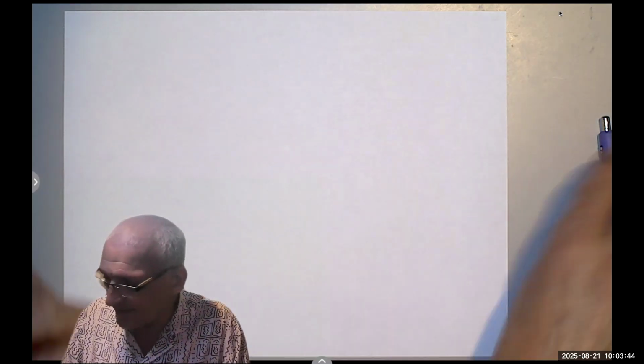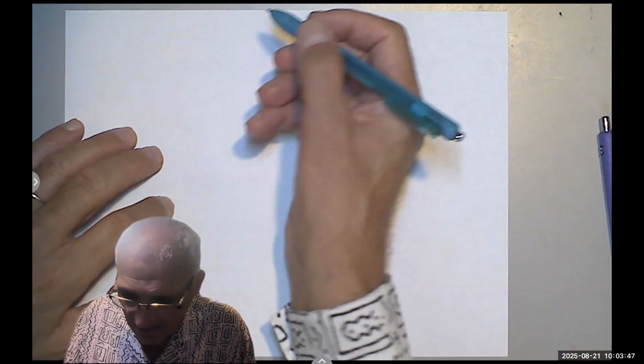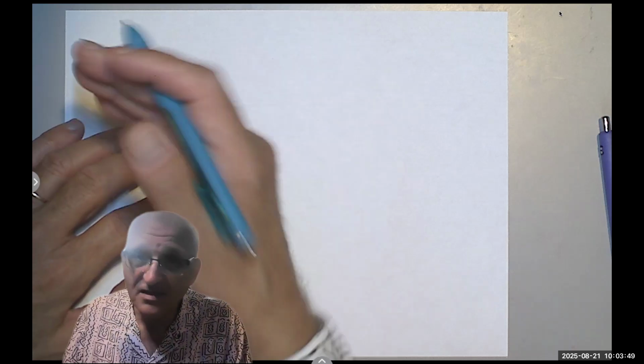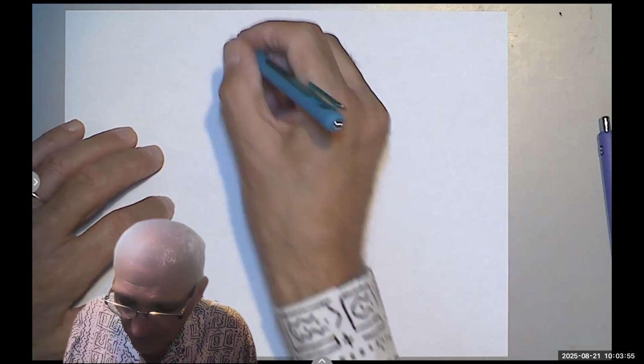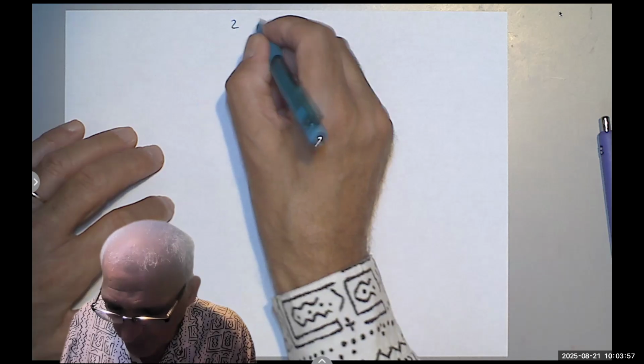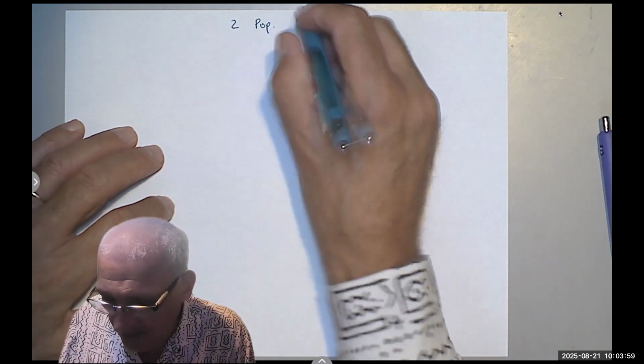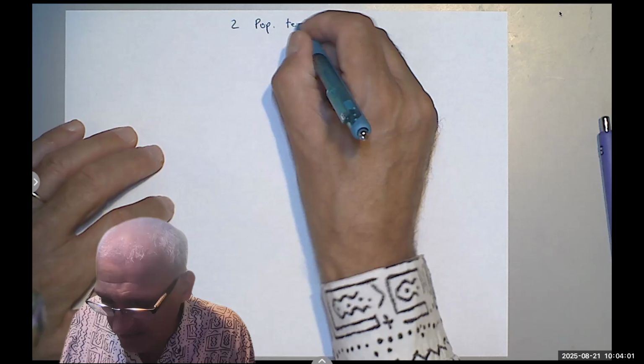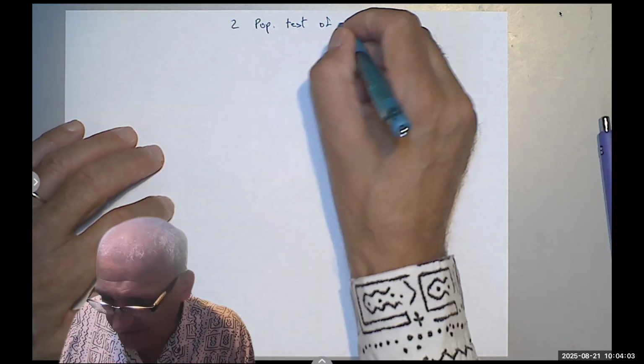So we call that a confidence interval or test of hypothesis. Both are the same thing, like two faces of the same coin. So we are going to do a two population test of means.